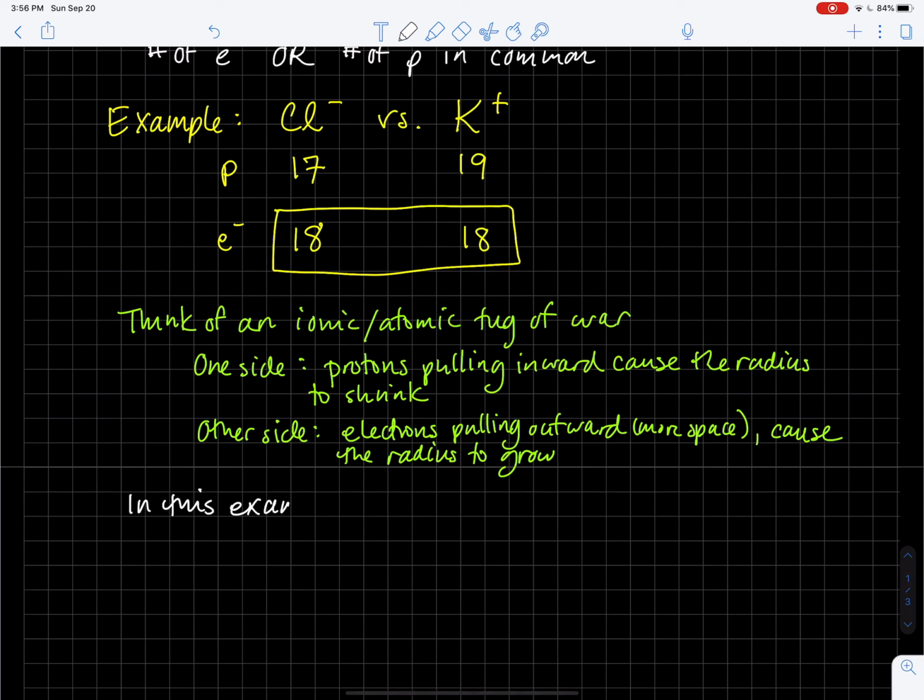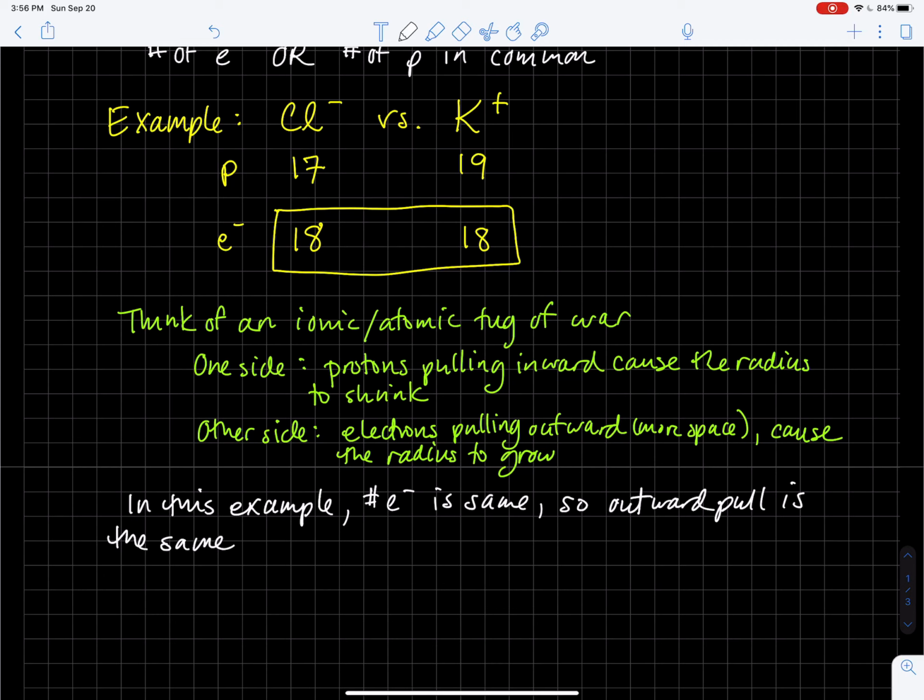So in this example, the number of electrons is the same. So the outward pull is the same. This is a simplification, but it works, so we're going to do it. So what's going to distinguish it is which one has the stronger inward pull.